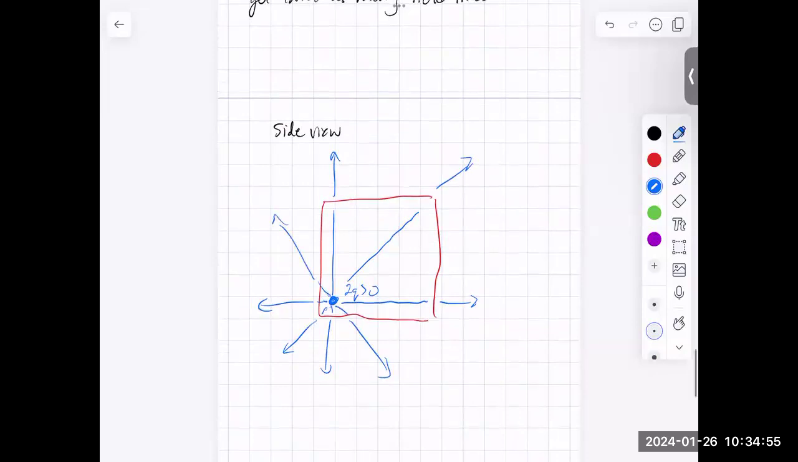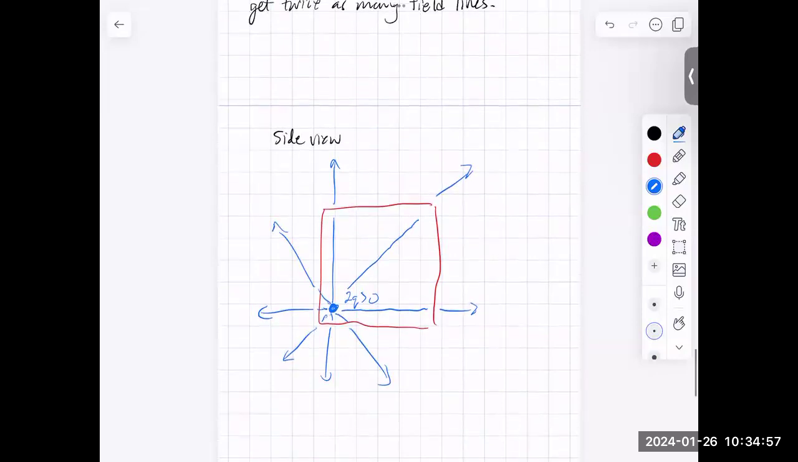So 1, 2, 3, 4, 5, 6, 7, 8. Okay, good. So that's originally what we had, but then we make Q twice as strong. And so the field gets twice as strong. And so that means the density of electric field lines has to double. So I have to draw now 16 of these things. And it's going to look like this.